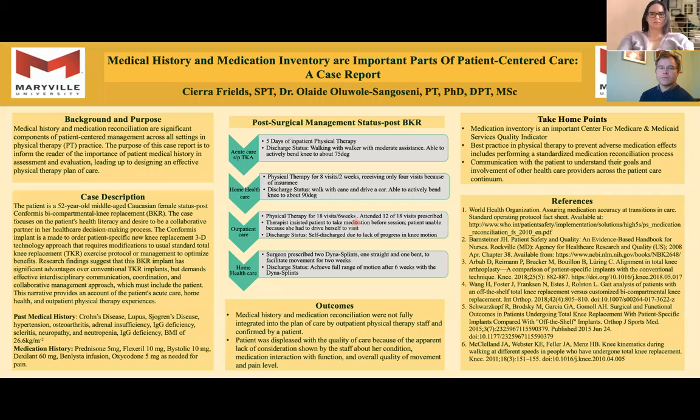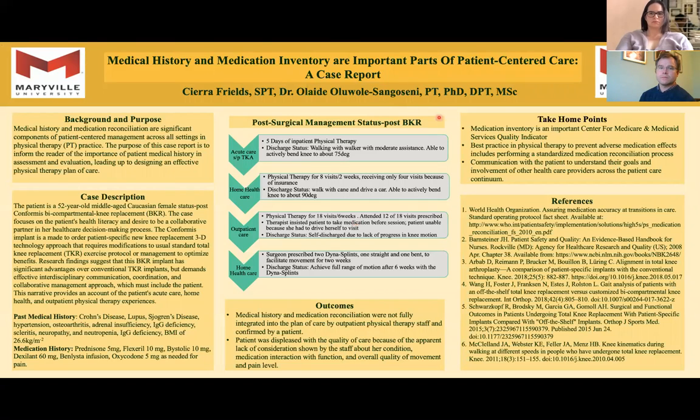She was then moved to home health care, which is a physical therapist coming into the home and directly working with the patient without having them travel anywhere for physical therapy. This was 8 visits over 2 weeks, but unfortunately because of insurance and other complications, she only received 4 visits. The discharge status from this home health was that she was able to walk with a cane and drive a car, and she was actively able to bend the knee to about 90 degrees. So there was an improvement from acute care to home health.